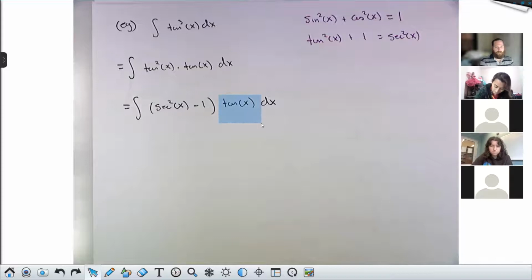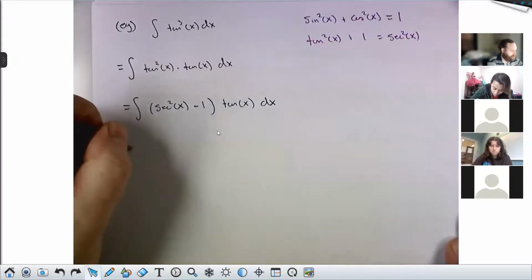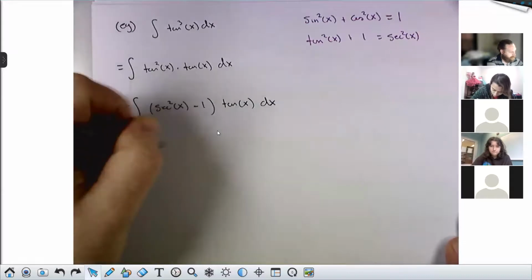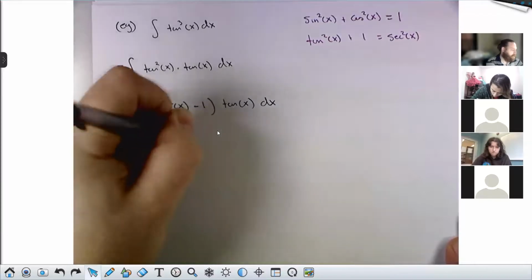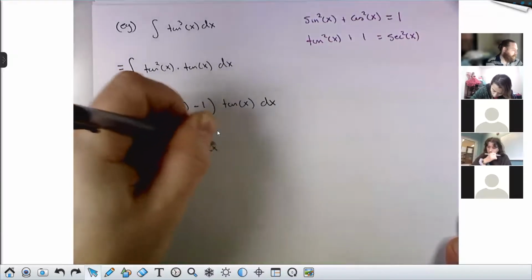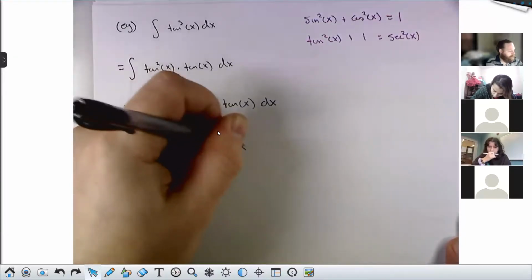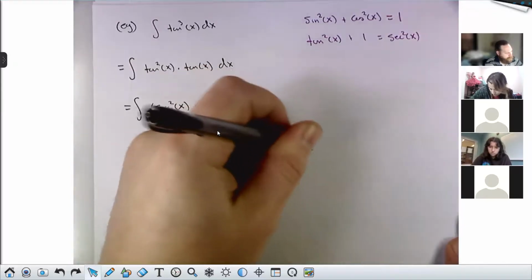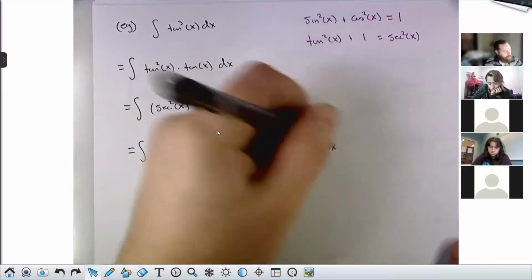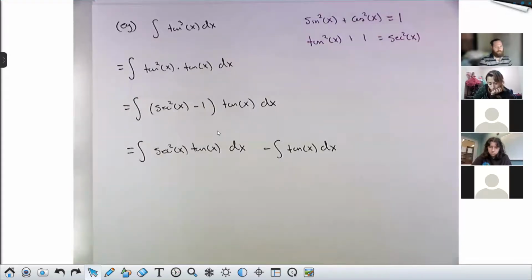I can distribute this tangent over these parentheses to get the integral of secant squared x times tangent x, and I'll write that as its own integral, minus the integral of tangent x dx. So distribute the tangent and split it up.